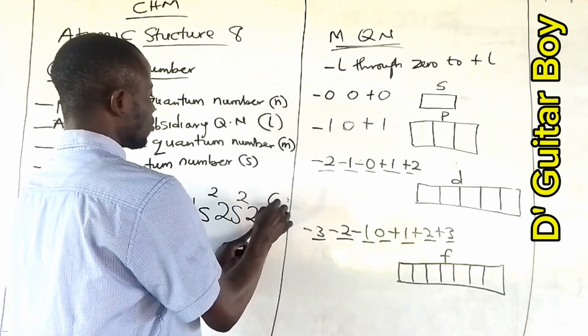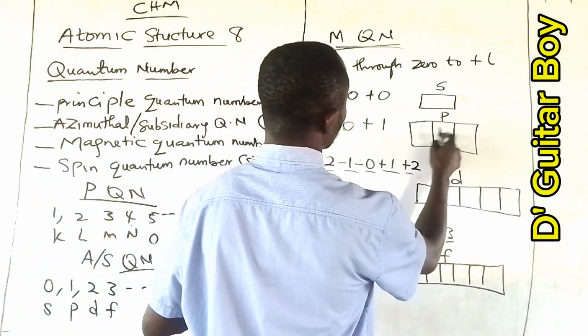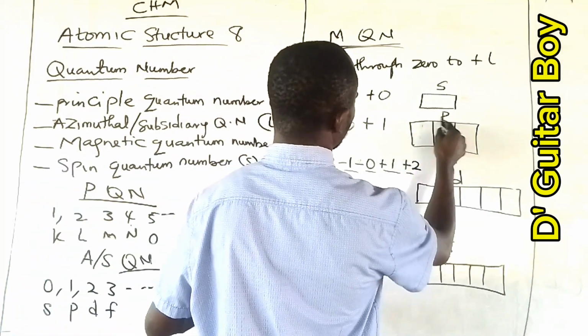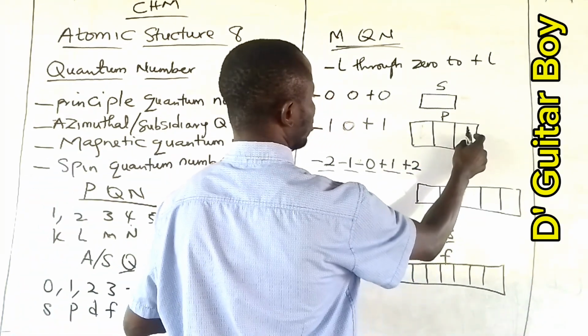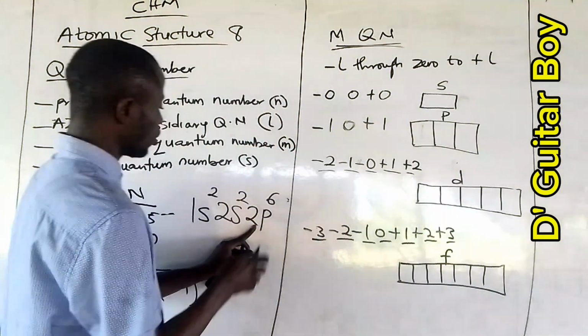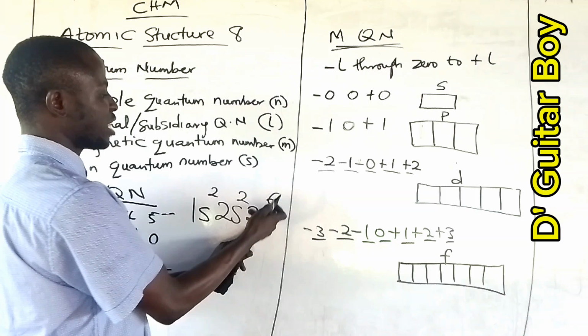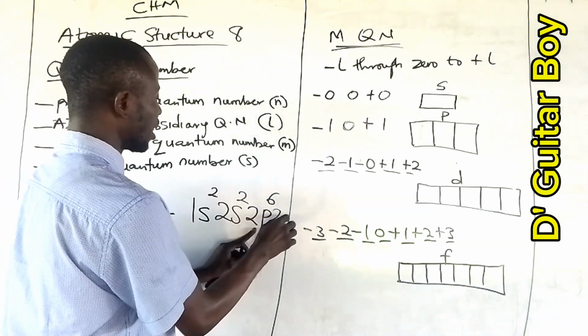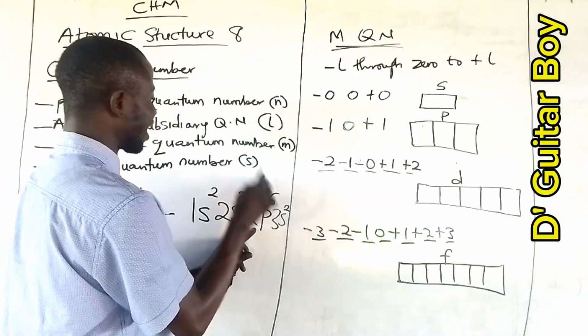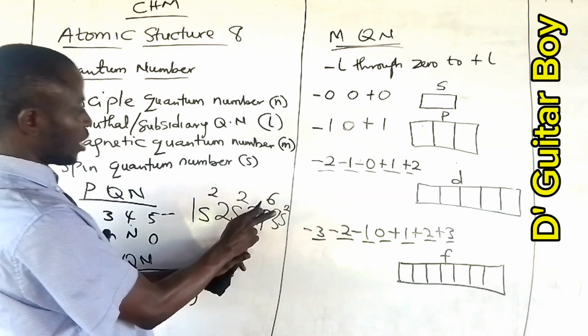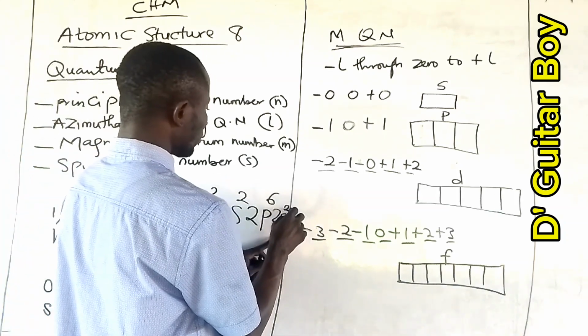Then p can carry a maximum of 6 electrons. Why? Because 1, 2, 3. We said each orbital can carry 2, each can carry 2, each can carry 2. That's 2 times 3. That's 6. So the p orbital can carry a maximum of 6 electrons, unless the number of electrons remaining is not up to 6. Then you have 3s. 3s can carry 2. All s orbitals can only carry 2 electrons. Then you go to 3p.